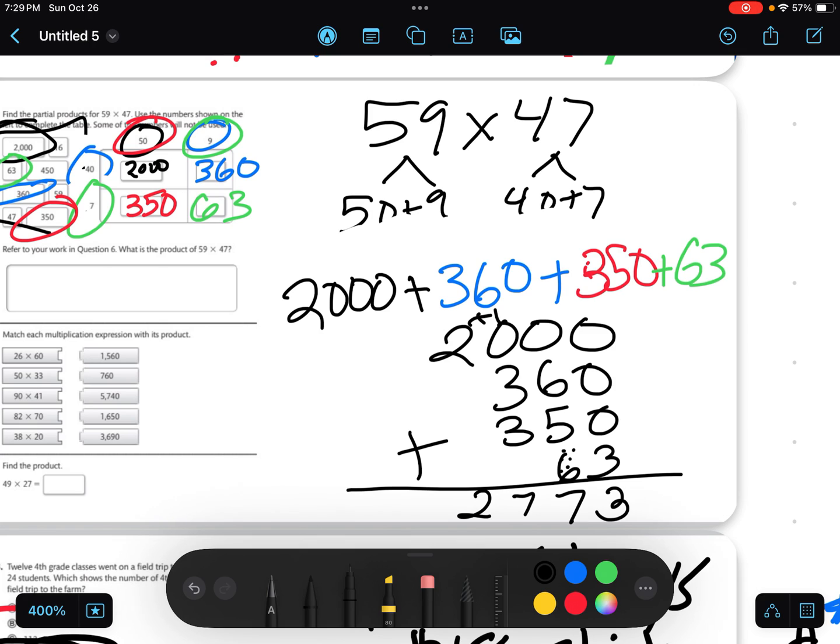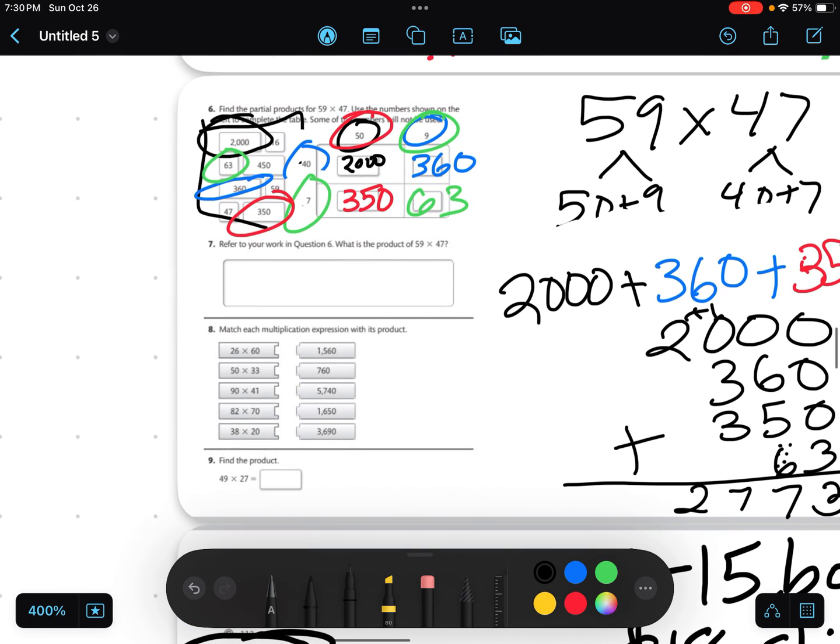So 2,000. So let's see, what is the product? I don't know if it wants us to write out, but if it ever asks you to write out, then you would write the answer. The product would be, and what was it, you guys? 2,773. And I always tell my students, be careful of that comma, because on the state test, they do not like commas. Or a lot of times kids will accidentally push the decimal, and we don't want that.